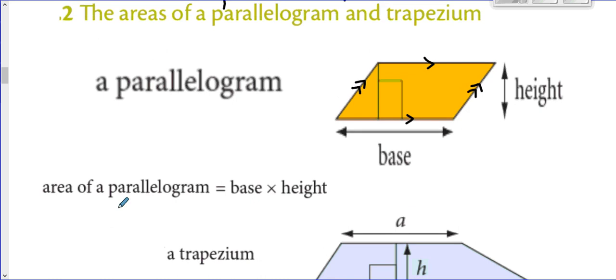How do we find the area of a parallelogram? For the area of a parallelogram, we need to take the base and then multiply that base by how high the parallelogram is. So in short, we say the area of a parallelogram is base times height.